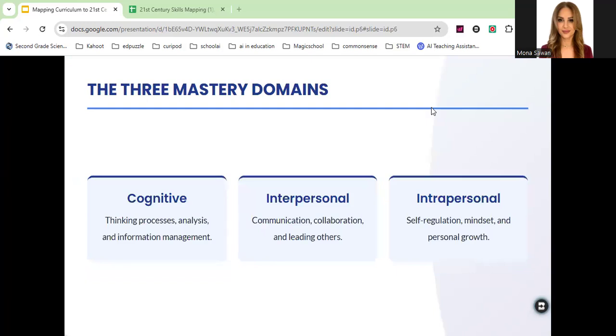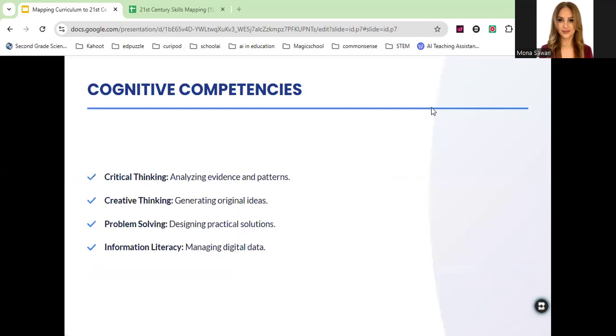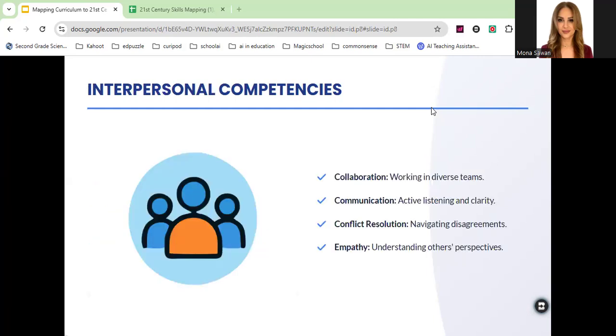All learning falls into 3 domains: thinking, working with others, and working on oneself. A balanced lesson touches more than one domain. Cognitive competences. This is where thinking happens: analysis, problem solving, and understanding patterns. Interpersonal competences. Learning is not isolated anymore. Students need to communicate, collaborate, and interact.